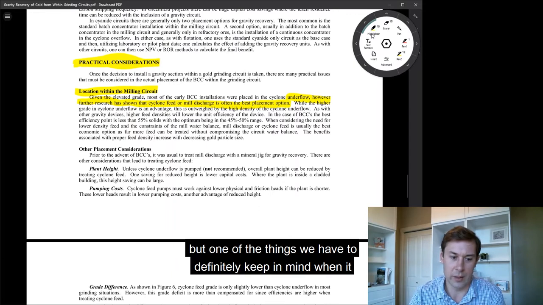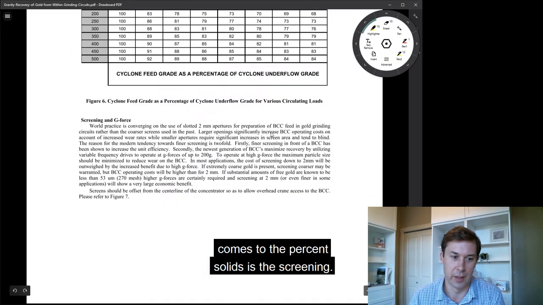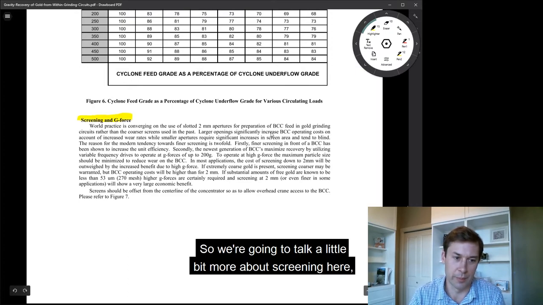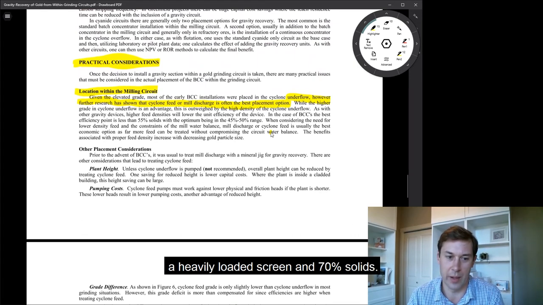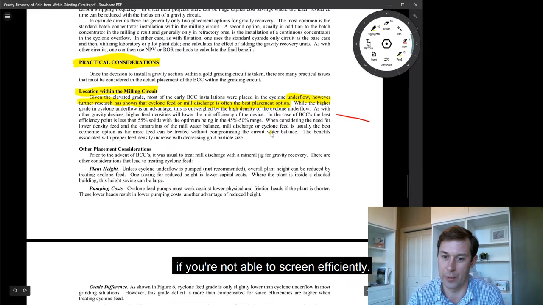But one of the things we have to definitely keep in mind when it comes to the percent solids is the screening. So we're going to talk a little bit more about screening here, but you are probably not going to get extremely efficient screening with a heavily loaded screen and 70% solids. So what that effectively does is bypasses the concentrator if you're not able to screen efficiently.